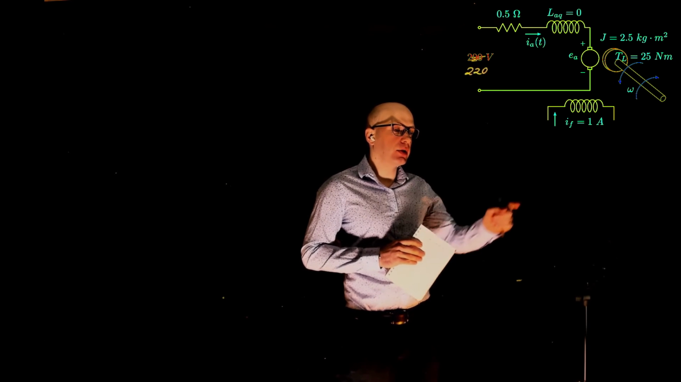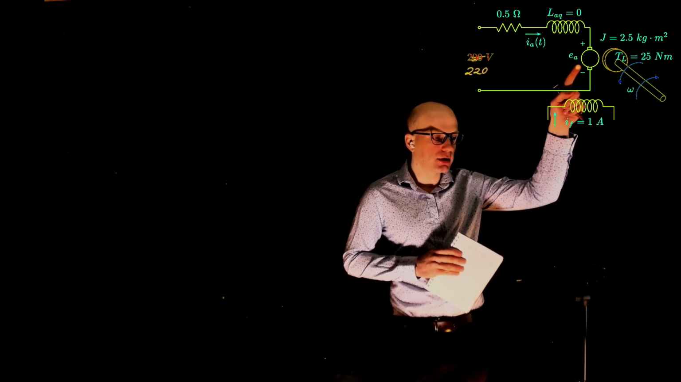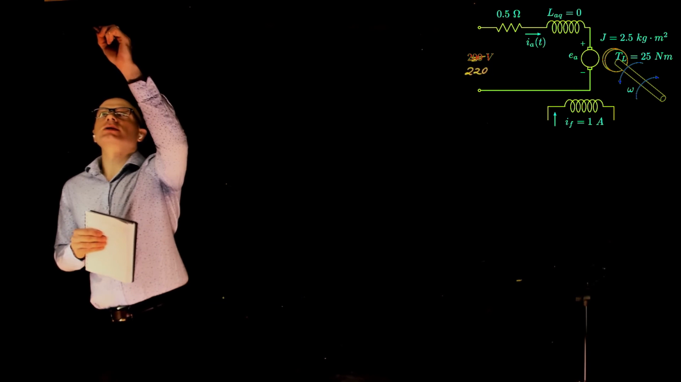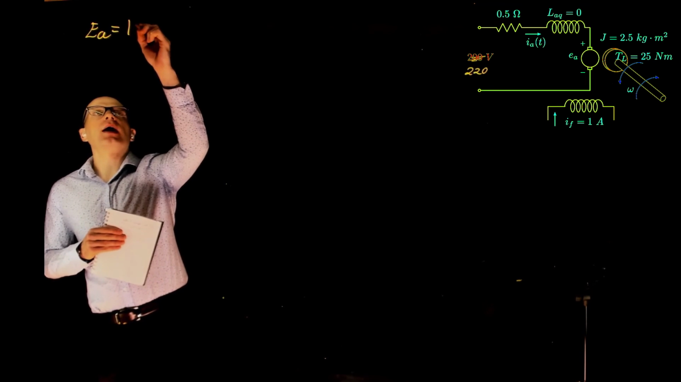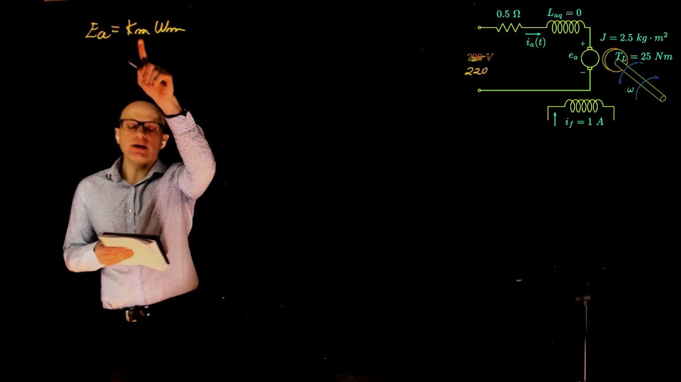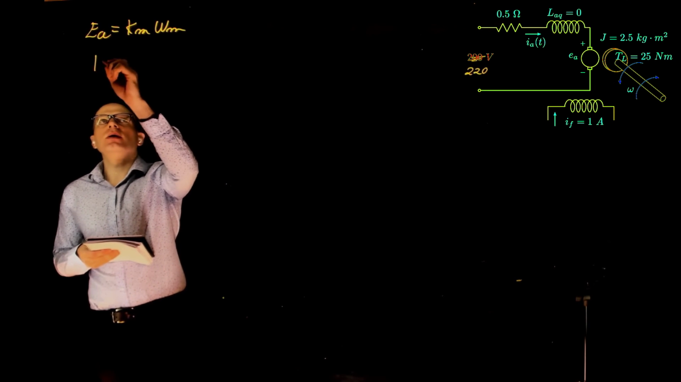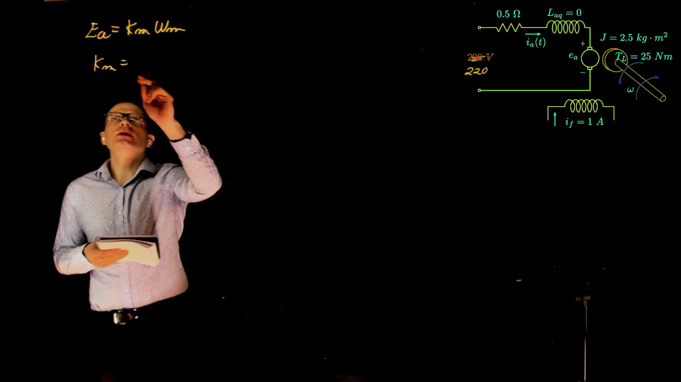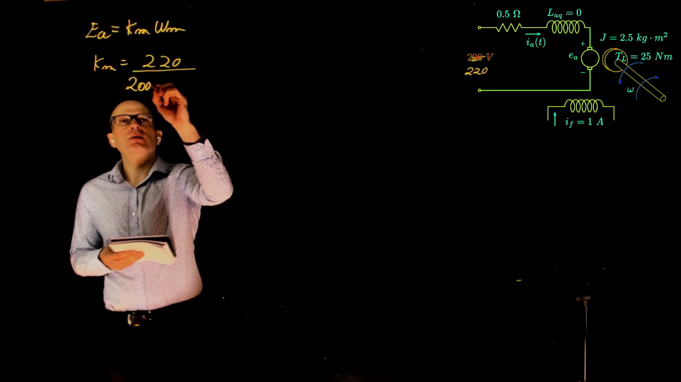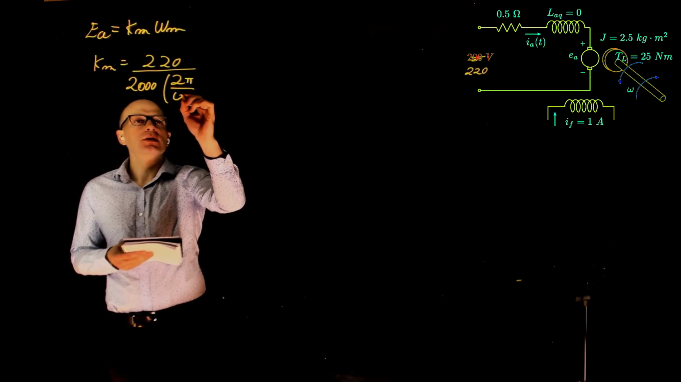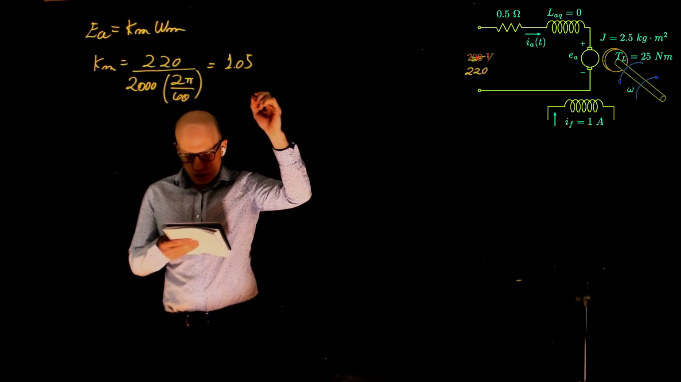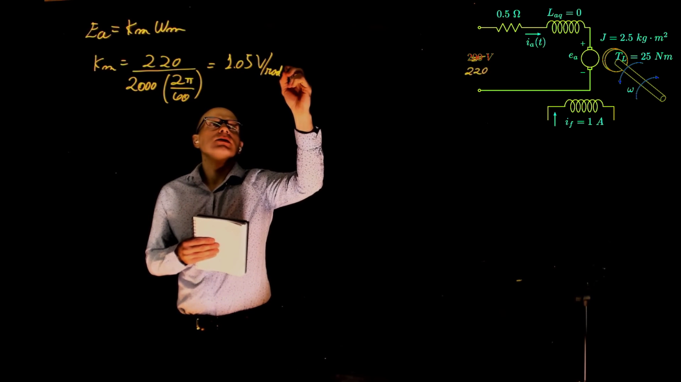The motor constant, because you're giving a speed, we're giving the field current here, and they're giving this EMF. So based on all that, we can calculate the motor constant. We know that EA equals Km times omega m. This is given for a given field current. So Km is simply 220 divided by the speed, which is 2000 RPM. Converting to radians per second by multiplying by 2 pi over 60, this gives a constant of 1.05 volts per radian per second.